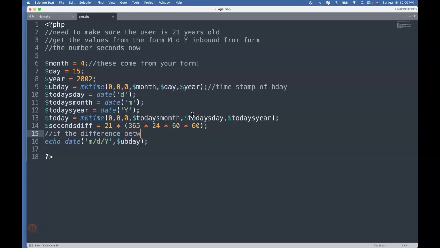So now all you have to do is calculate the difference between today minus ubday. Whoops, I did an equal, not a minus. If that is greater than seconds diff, then we are in business. So your job is to get this all together and write it in a function that gets called after the user submits. But don't forget to get the post data from the form.